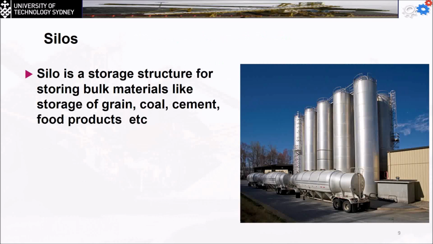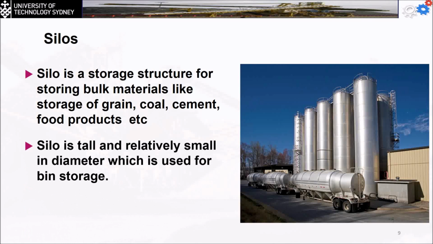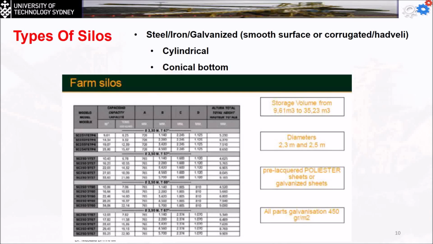So these are the silos, which are bigger than the bins. A silo is a storage structure for storing bulk materials like grain, coal, cement, food products, and other types. A silo is usually tall, and its height is much more than its diameter, unlike the bins. The types of silo can be either cylindrical or have a conical bottom. An example of that is the farm silos.